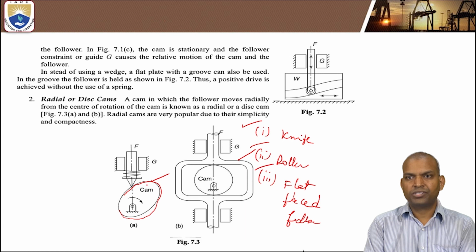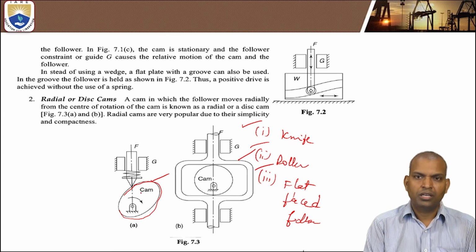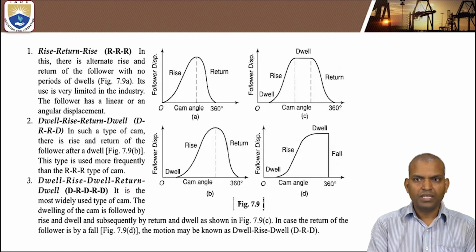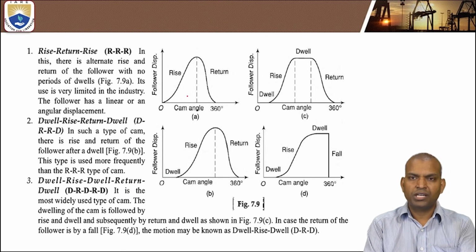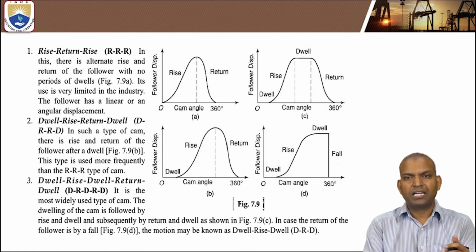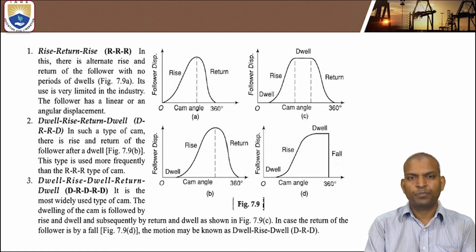Under these three types of followers, we follow only one type of cam, that is radial or disc cam profiles, which are going to be drawn in this module under certain conditions. The conditions are: the angle during rise, the angle during dwell, the angle during return, whether the follower is a radial follower or offset follower, and the follower shape. Under all these conditions, radial cam profiles are going to be designed in this module.